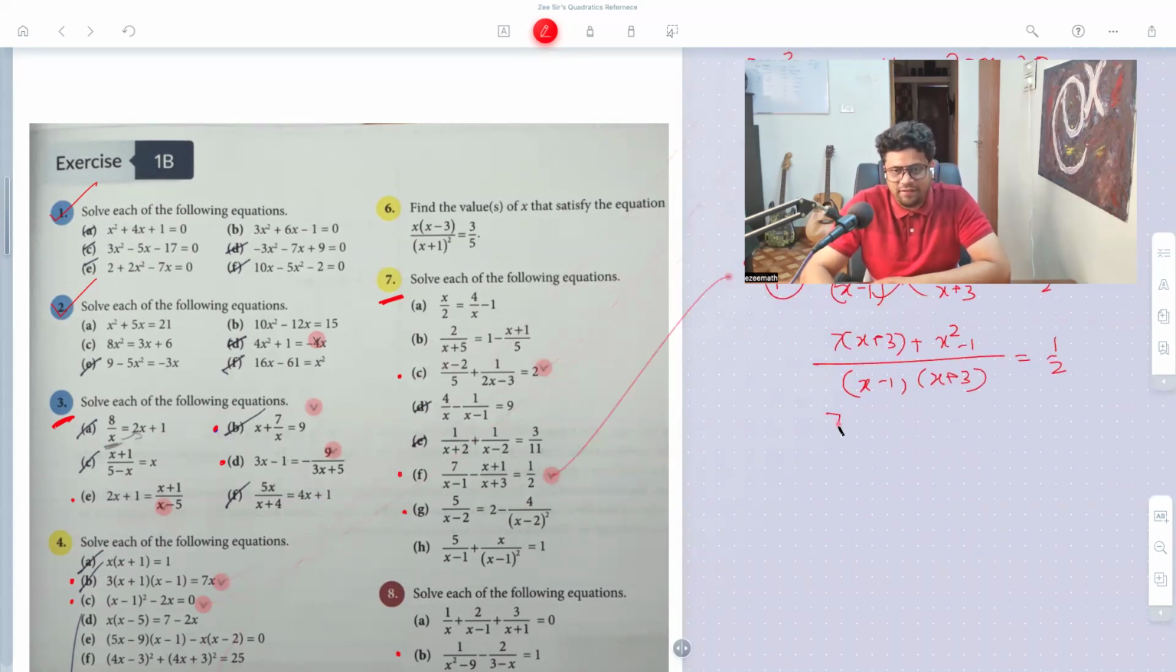All right, so we go 7x plus 21 plus x square minus 1 divided by this multiplies. You go x square plus 2x minus 3 equals 1 over 2. You're going to end up with a 7x.